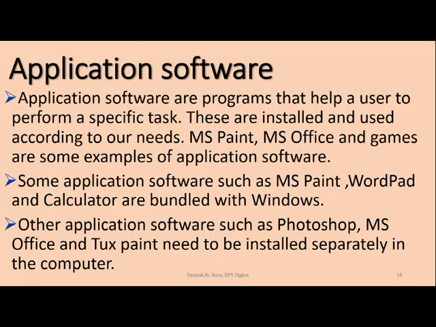Application software. Application software are programs that help a user to perform a specific task. These are installed and used according to our needs. MS Paint, MS Office, and Games are some examples of application software. Some application software such as MS Paint, WordPad, and Calculator are bundled with Windows. Other application software such as Photoshop, MS Office, and TuxPaint need to be installed separately in the computer.